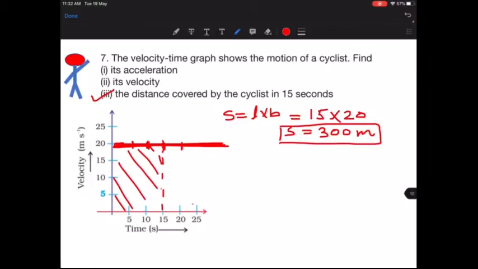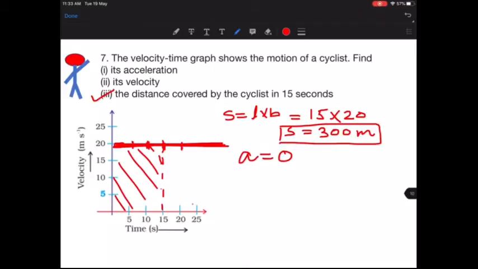So is the velocity changing? No, the velocity is not changing, which means what? When the velocity is not changing, the acceleration is equal to 0 because you're not changing your velocity. Your velocity is always the same, so the acceleration is 0. Whenever there is no change in the velocity, the acceleration is 0. Is it clear? Is this point very clear to all of you?